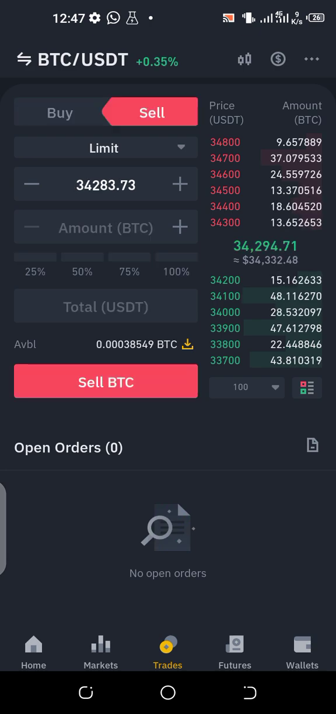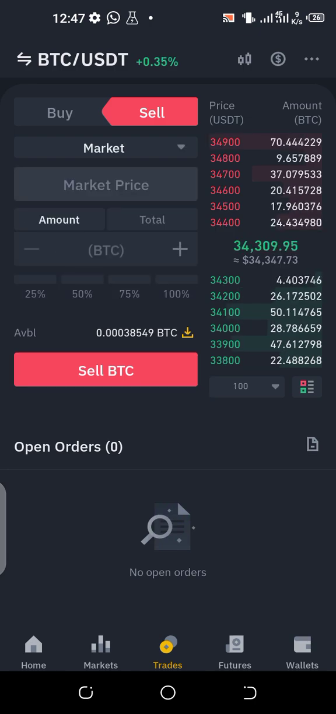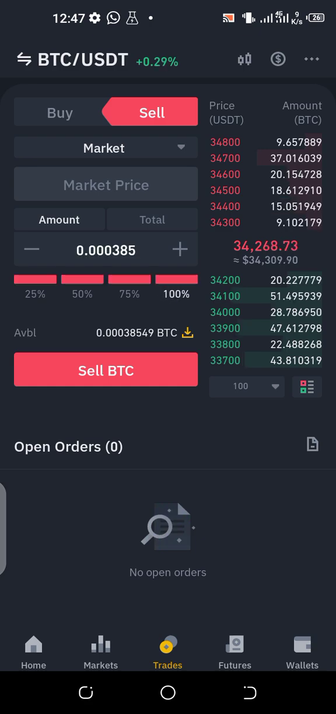On the other hand, I can simply use a market order and click on 100% and sell. It will sell for me at whatever the price is at that point. The difference is that the market order will charge higher transaction fees. So it's always good to use a limit order when you can.